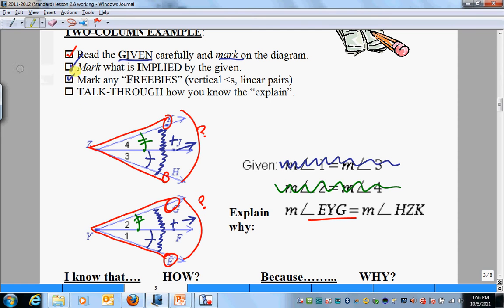That's implied. Now in your teams, I want you to talk it through. If you know these two statements are equal, how do you know those big angles are equal? Ready? Talk.